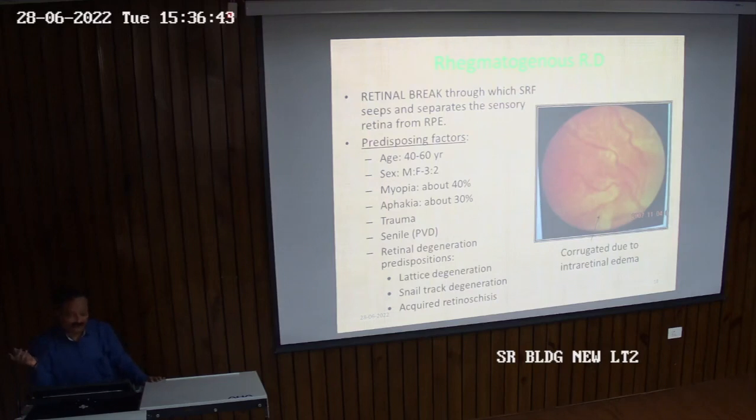Usually you can have this in the age group of 40 to 60. Male to female ratio is around 3 to 2. Myopia is more commonly associated with detachment because of its associated precursor degenerative changes. Aphakia, trauma, sometimes age-related vitreous detachment or senile PVDs, or some retinal degenerations like lattice degeneration, snail-track degeneration, or schisis. Schisis means thinning of the retina. So acquired thinning of the retina may give rise to breaks, and these breaks can give rise to detachments.